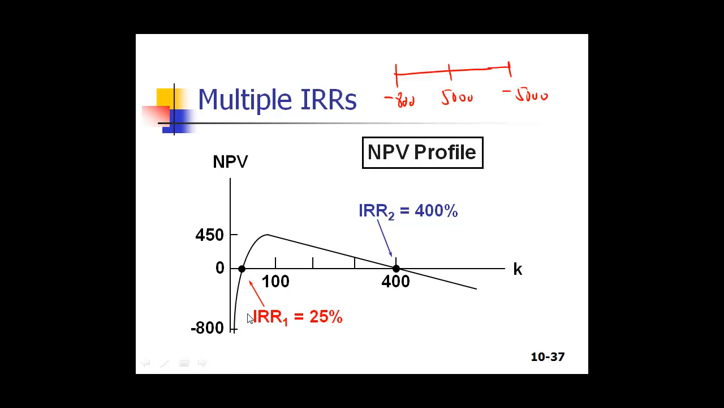Okay, so when the discount rate is 0, that's the y-axis, what's your NPV? When the discount rate was 10%, you should have had some negative number. When the discount rate was 20, you should have had something slightly negative. Then when I gave you 100%, what was my next number?